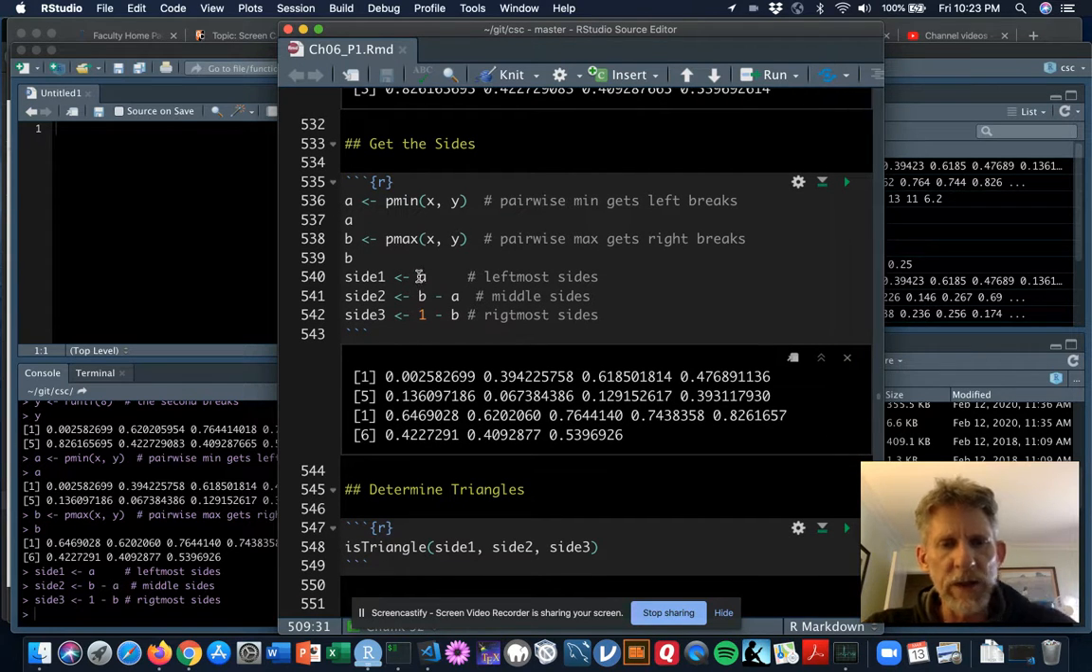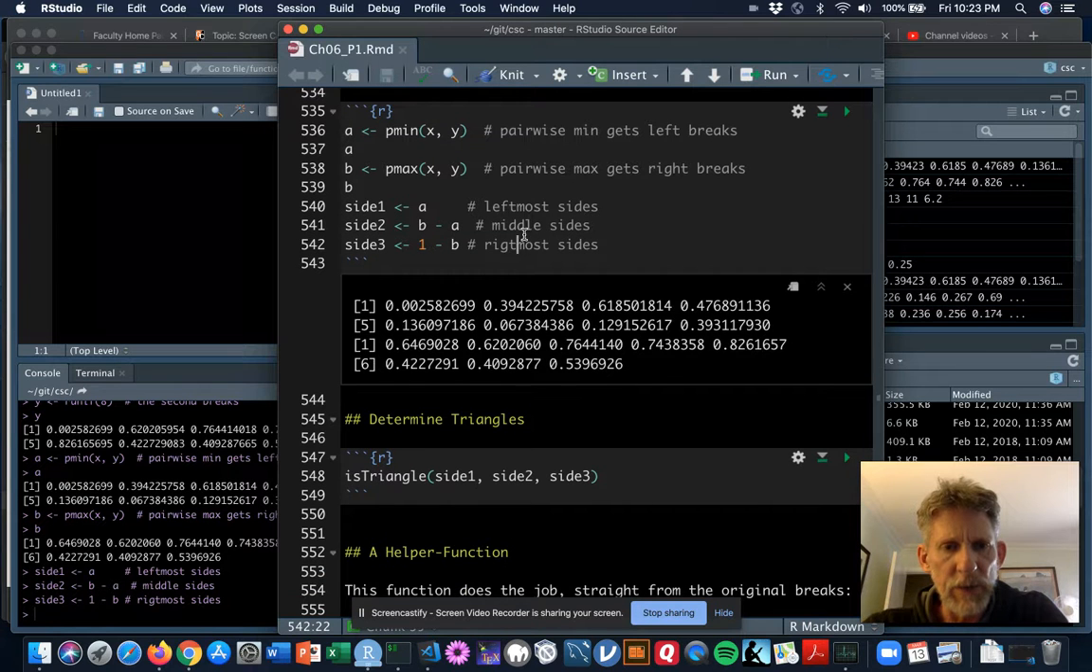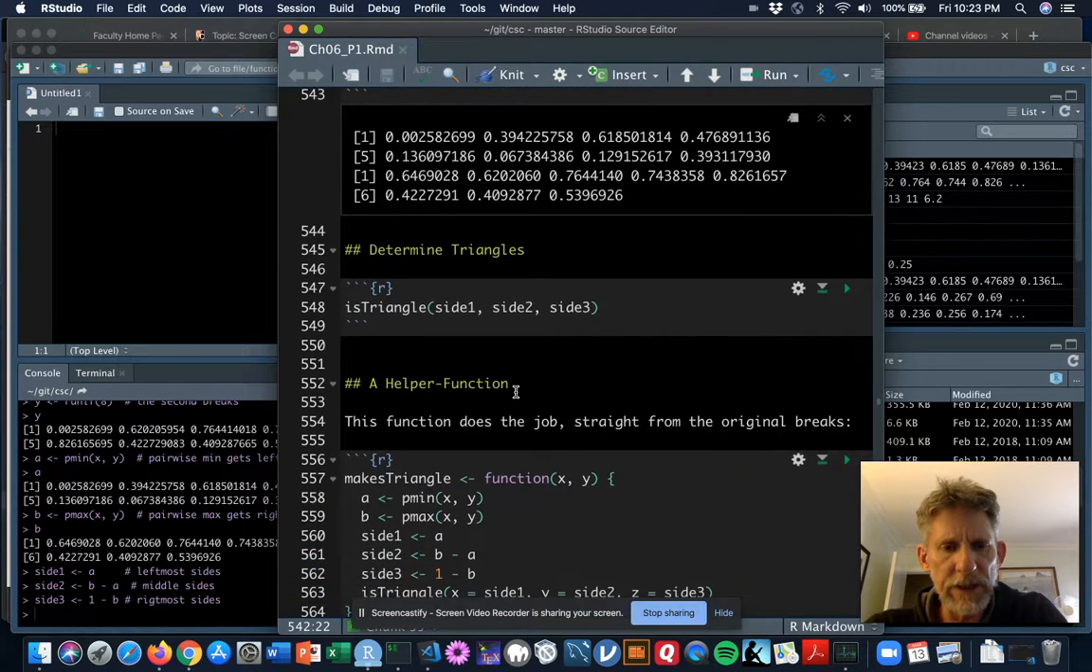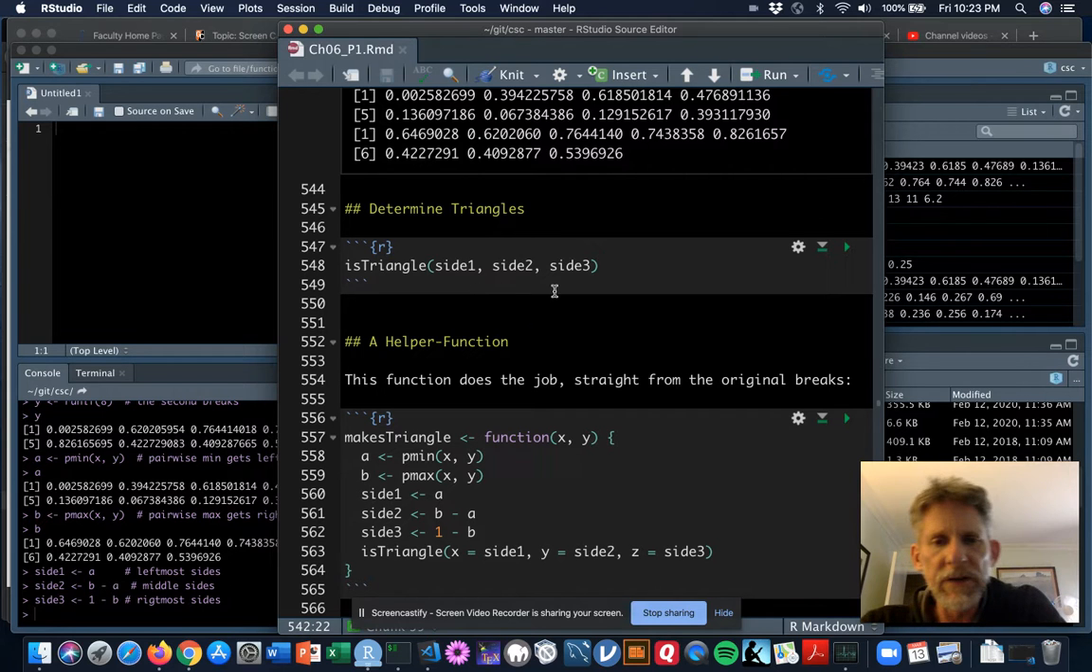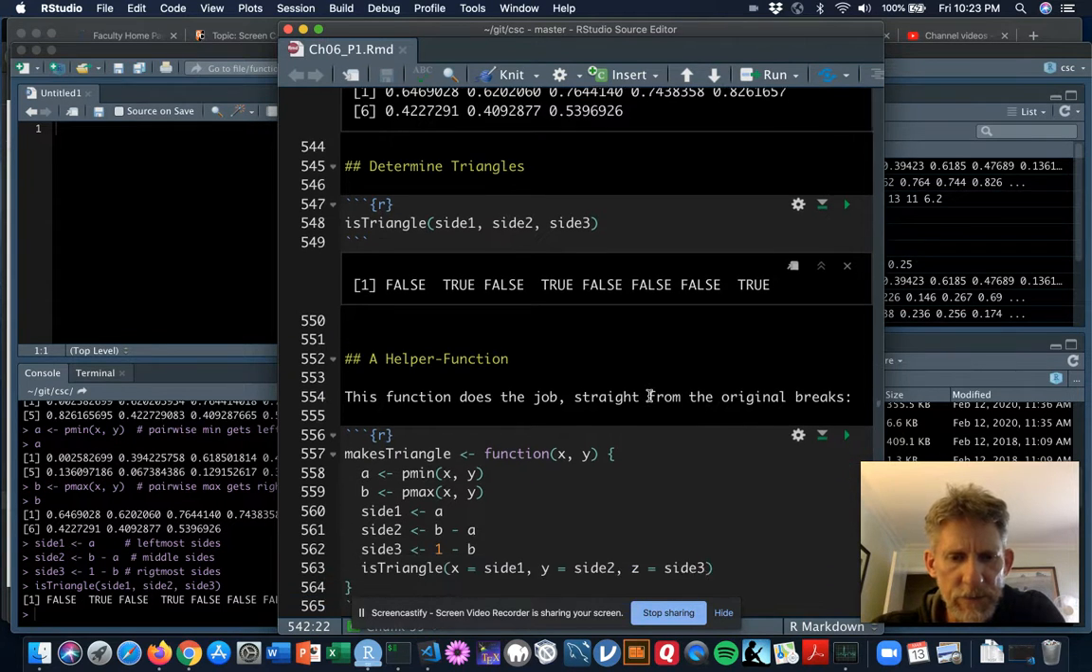The side ones would be the A minus zero, which is just an A. The side twos would be B minus A, and the side threes would be the one minus B, the rightmost sides. Those aren't displayed here in the output, but we will take those three sets of sides and feed them into isTriangle, and we find out that sometimes we get a triangle and sometimes we don't.